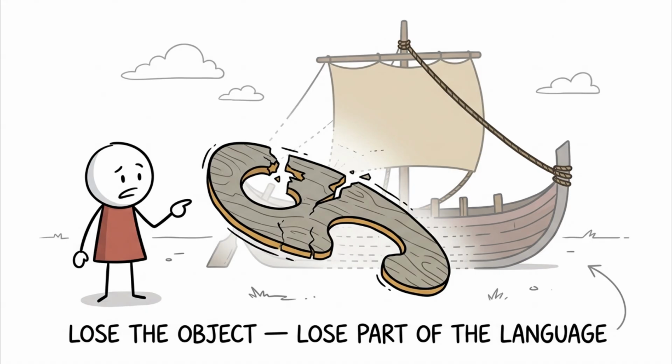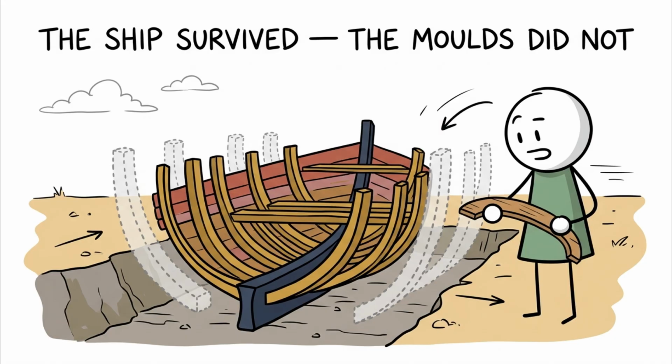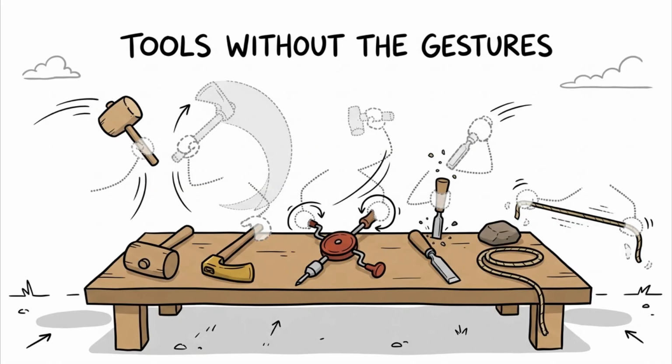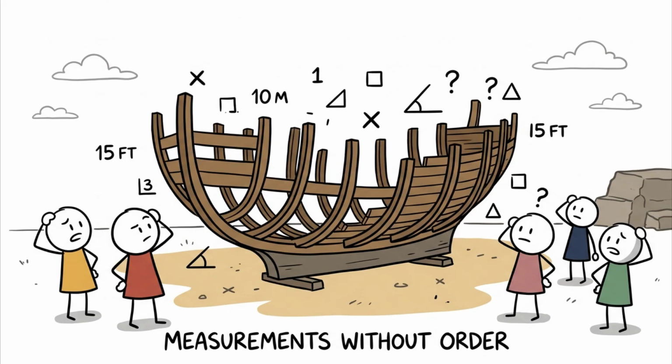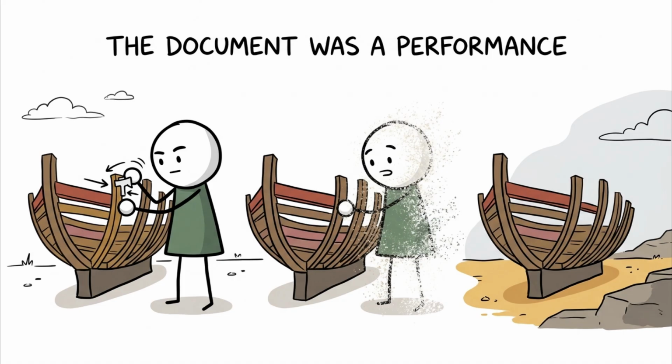This is why losing an object can mean losing part of a technical language. A future archaeologist may find the ship, but not the temporary molds used to shape it. He may find tools, but not the gestures that made those tools precise. He may find measurements, but not the sequence that gave them meaning. The most important document may have disappeared because it was a performance.